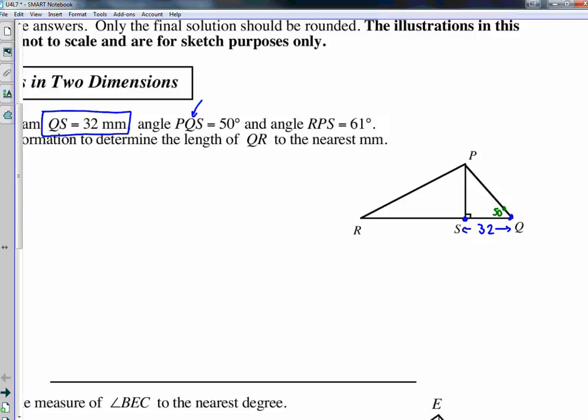Okay, now this one we have to be careful with. It says RPS is 61. Now P can be broken up into 3 different angles. It could be this full thing, it could be the one on the left, or it could be the one on the right. So which one are they talking about when they say angle RPS? The one on the left, because we're going from R to P to S, RPS. So that is 61 degrees.